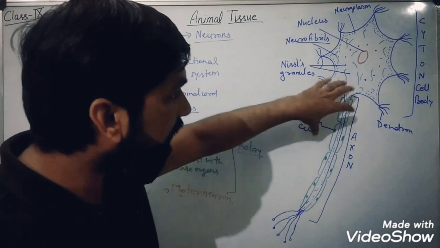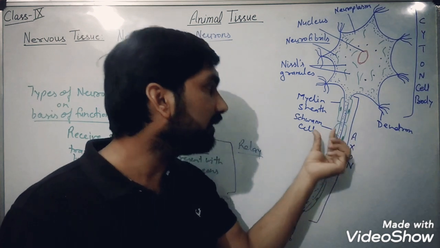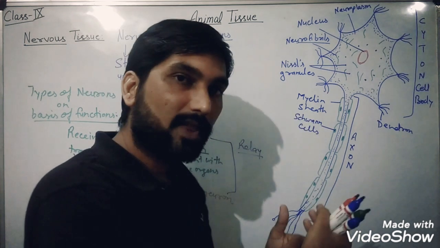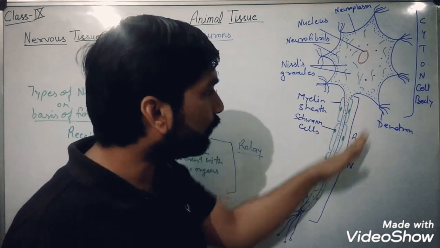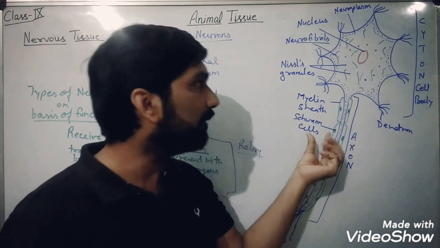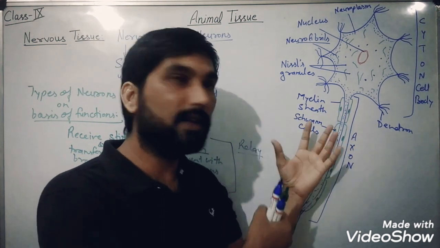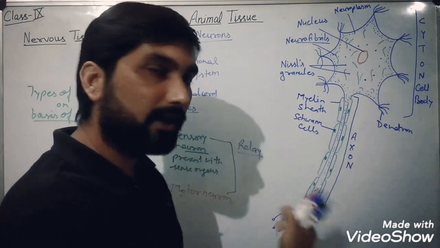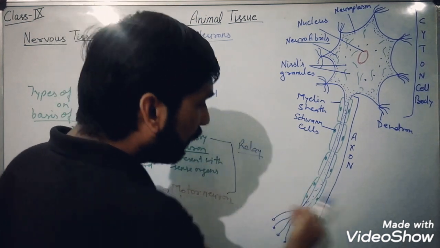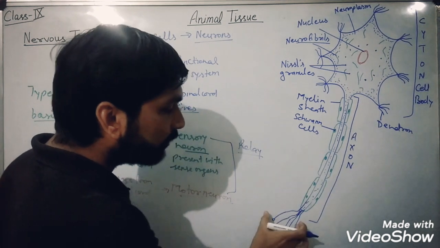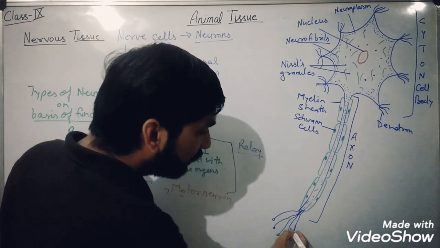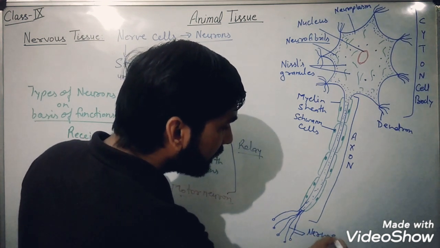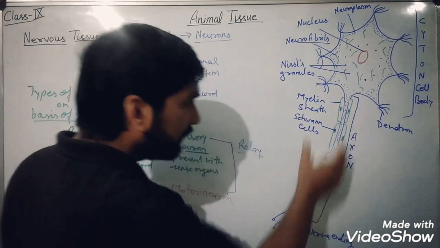This main long and thick branch is known as the axon, and this axon may be insulated, though not always. If it is insulated, it is considered an insulated neuron, otherwise an uninsulated or non-insulated neuron. So these are Schwann cells. Now we see the terminals of the axon, which are known as nerve endings. So these are the nerve endings.